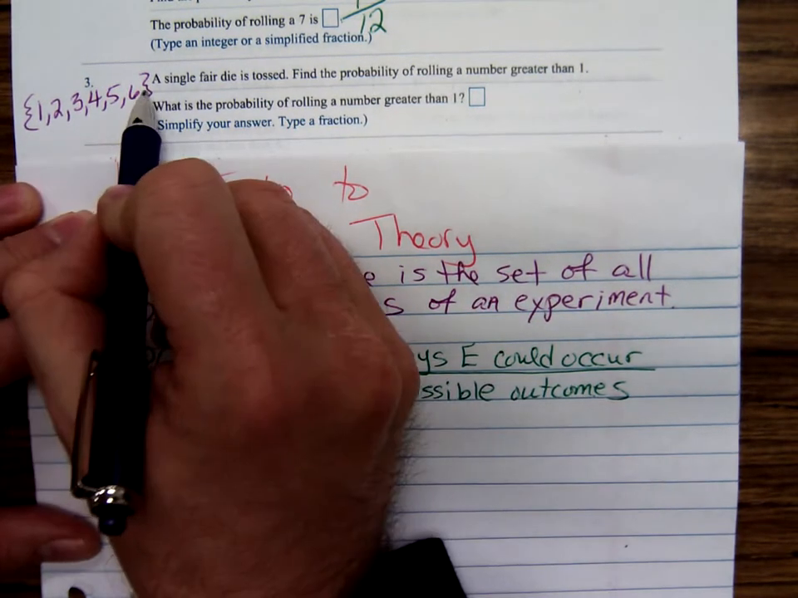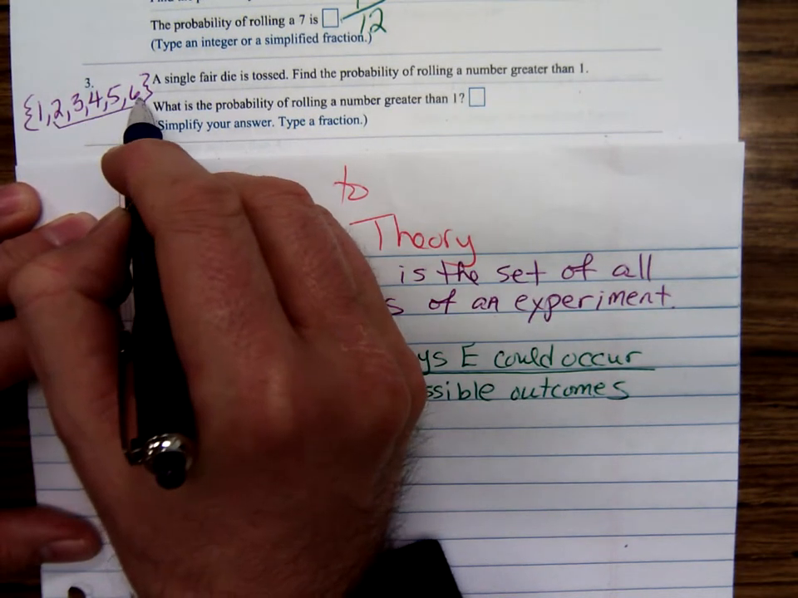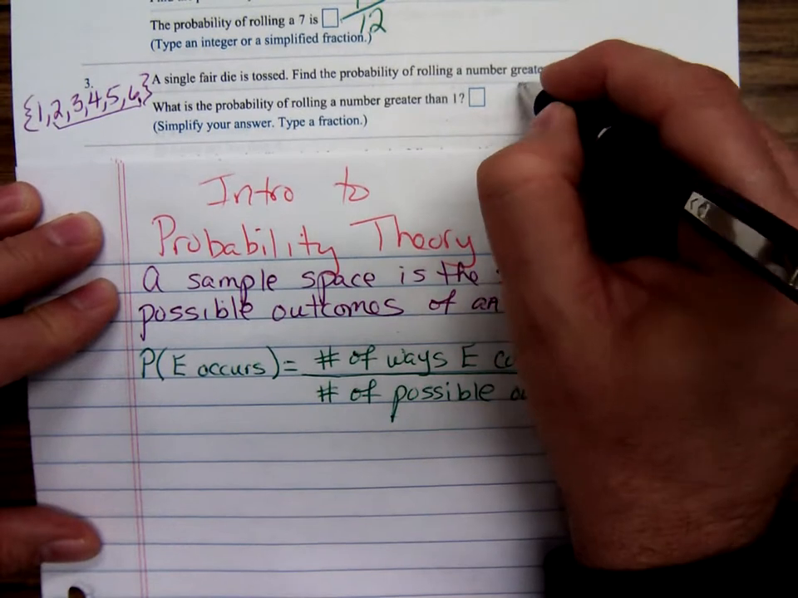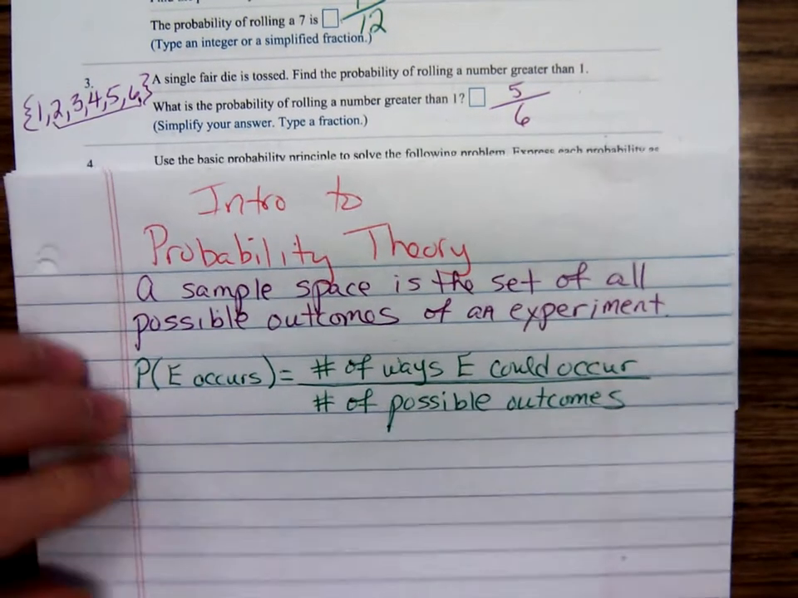Well, here's all the outcomes. So there are 5 ways you could get a number bigger than a 1 out of what? 6? Okay.